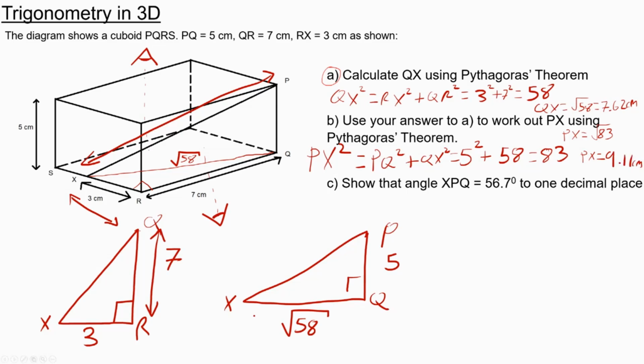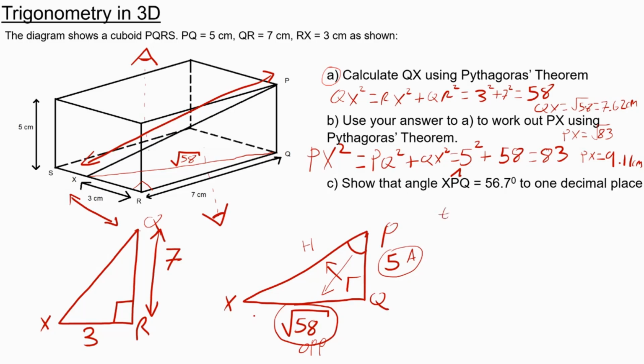Finally, we want to show that angle XPQ is equal to 56.7 degrees to 1 decimal place. Angle XPQ is this angle here, because it's the angle with P as the center. So I can label this triangle XPQ. This is the hypotenuse, PX. Opposite is root 58, and the adjacent is 5. We know the adjacent and we know the opposite, so I need to use tan.